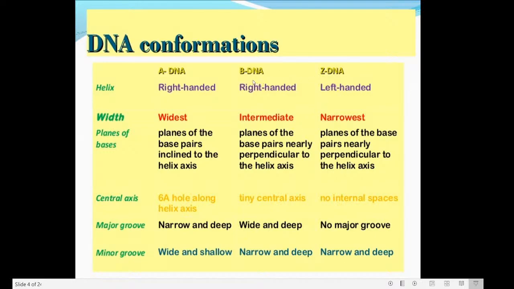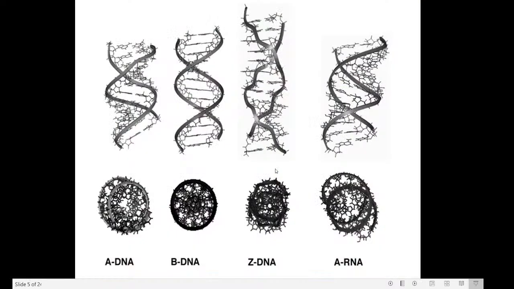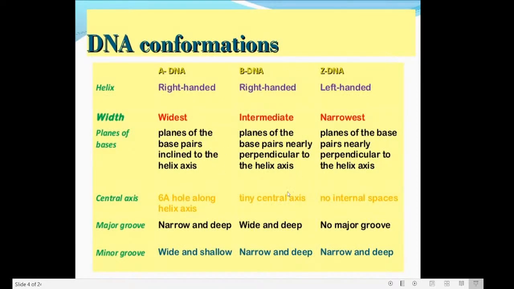Then this B form is also right-handed. Here the width is intermediate. The base pair planes, as in the A form, are nearly perpendicular to the helix axis. Here it's inclined to the helix axis. Here it is perpendicular to the helix axis. You can see and understand here. In the A form it's an inclined form. But in this B form it's perpendicular to the helix. It's a very important thing. The A form is inclined. In the B form it is perpendicular to the helix axis.